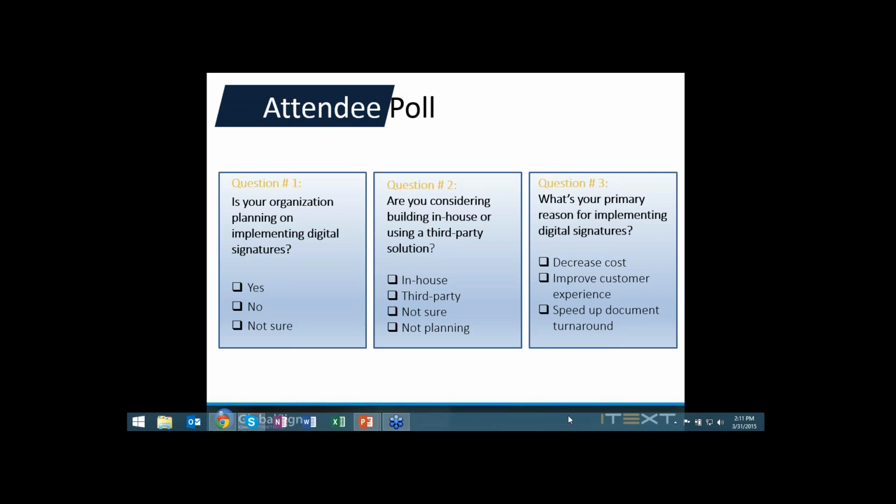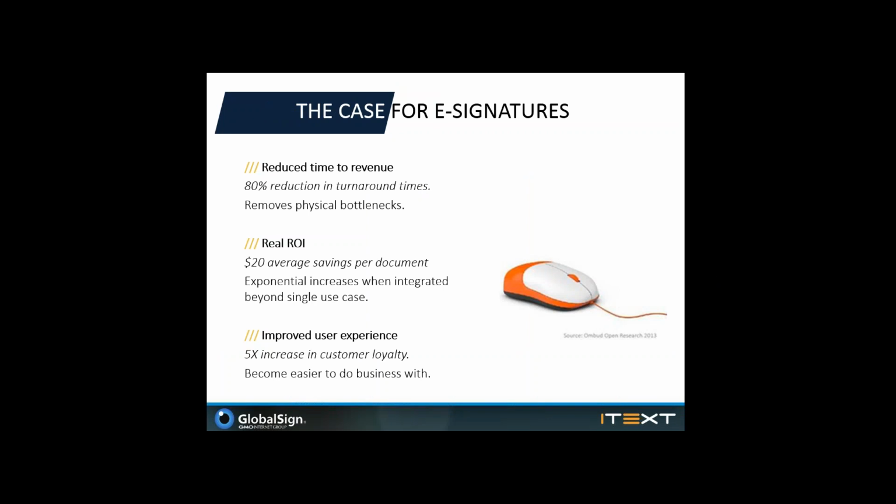So that's very interesting. So let's see what a real survey says for the industry. These are the top 3 reasons for implementing digital signature: reducing time to revenue. So digital signing makes it possible to reduce turnaround time by 80% because you remove all the physical bottlenecks. In terms of money savings, it's about 20%, $20 on average per document. So once you multiply that to thousands of documents and signatures, the savings become exponential.